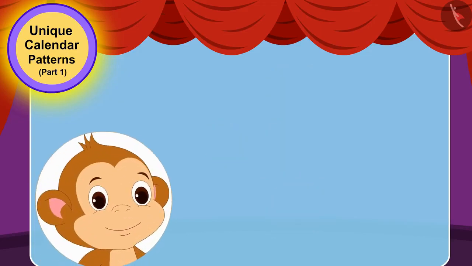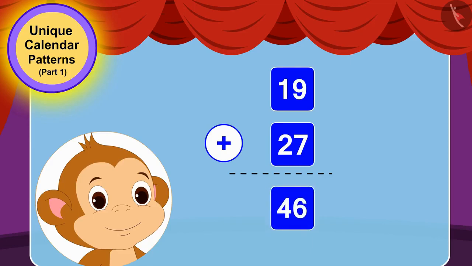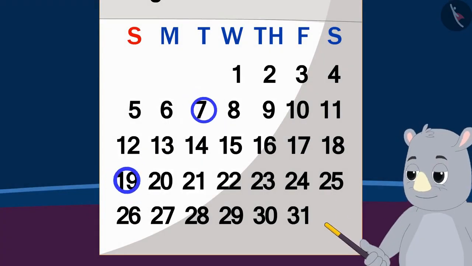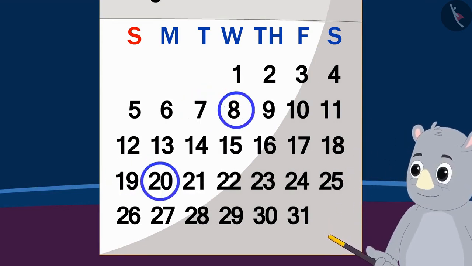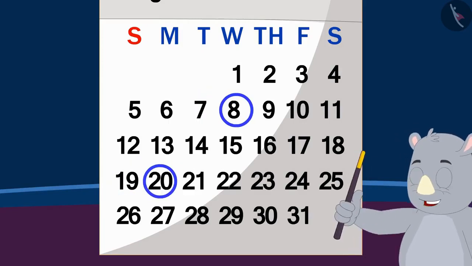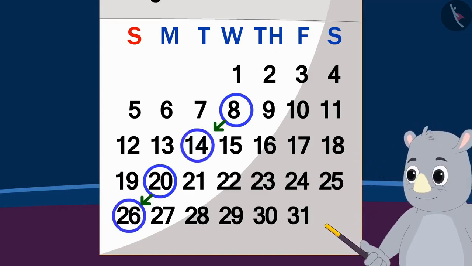Now, Babban added 27 to 19. Adding 27 to 19 equals 46. Now Gaggu told Chanda and Babban that they had to take the next date from their chosen date and add it with the number written diagonally in the backward direction.